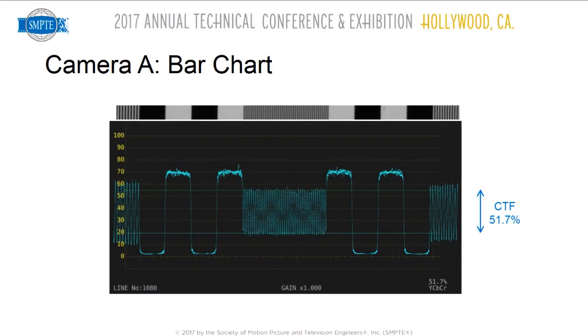And almost the same CTF values can be obtained by using the square pattern. You can see there is some camera noise and the moiré effect, and it's very difficult to accurately read the CTF values on the waveform monitor. But the CTF value is very closely identical to the CTF value measured with our method.